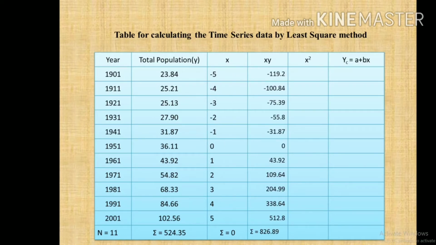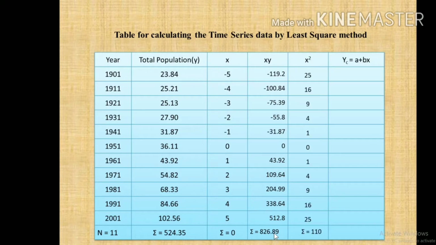The fourth column represents xy. Simply multiply x with y and do the summation, that is 826.89. The fifth column is x square. Simply square the x value for the various years and do the summation, that is 110.